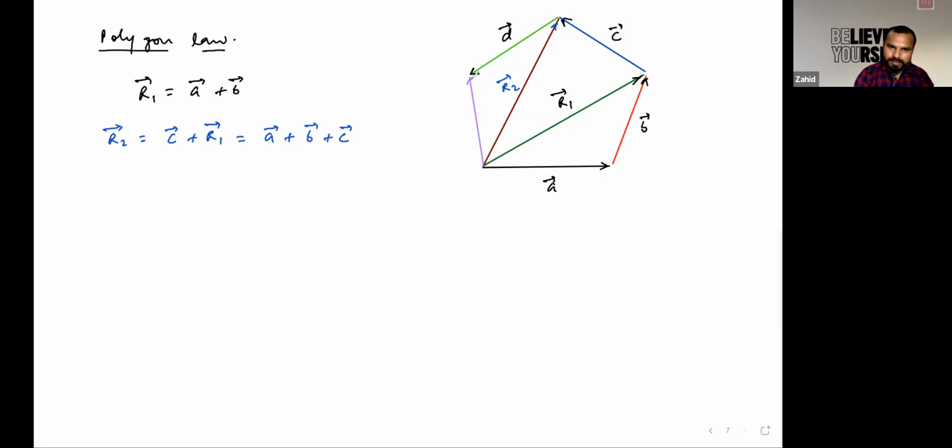Now, let's say this particular term to be R3. So R3 will be resultant of R2 and D. As R2 is equal to this much, so it will be A plus B plus C plus D. Is it clear?